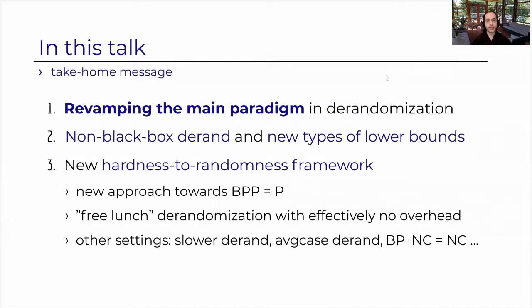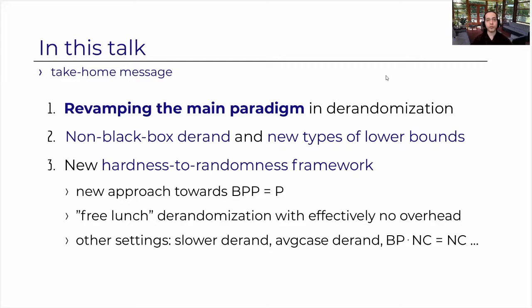And the take-home message, and what we're going to see in this talk, is the following. We're going to see a new version of the main paradigm in derandomization, which is hardness versus randomness. We're going to connect non-black box derandomization algorithms with new types of lower bounds for probabilistic algorithms.